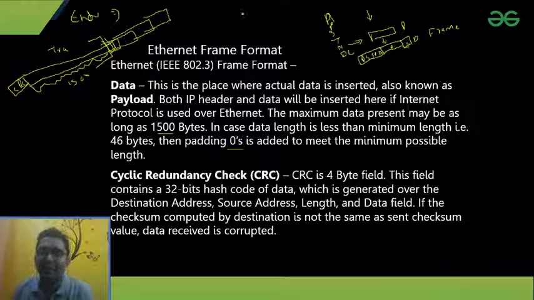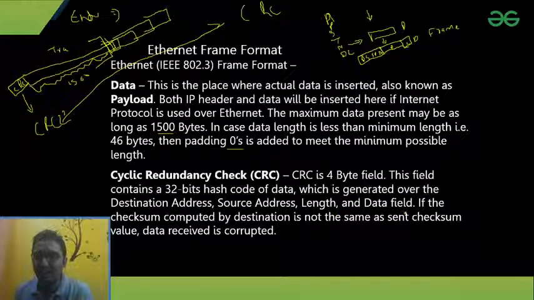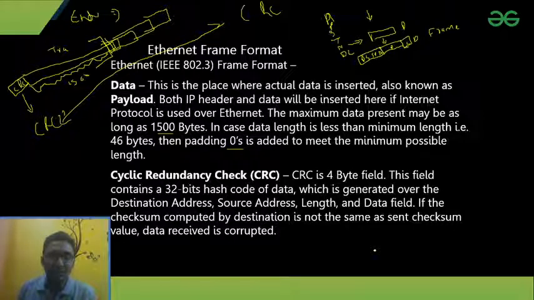Similarly, that happens at the receiver. When the receiver starts receiving the data, it starts calculating the CRC. At the end, it also receives the sent CRC, and then it compares these two CRCs. If they are the same, the data is correct. This is a 4-byte field. It contains a 32-bit hash code of data, which is generated over the destination address, source address, length, and data. If the checksum computed by the destination is not the same as the sent checksum, the data is corrupted. So this is just a simple thing.